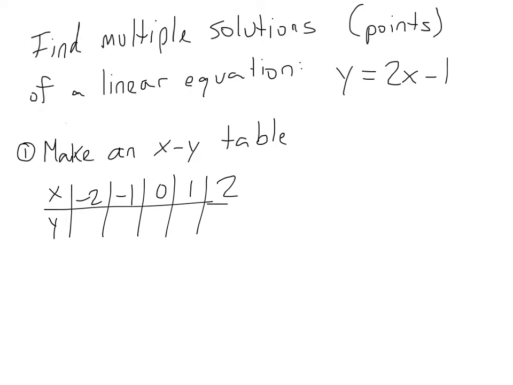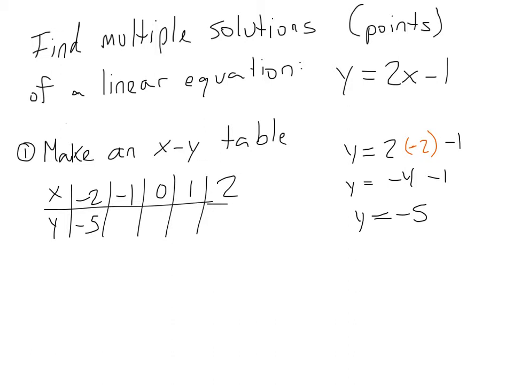Well, we're going to plug in -2 first in there. So now we have y equals 2 times -2 minus 1. And 2 times -2, that's going to get you -4 minus 1. And what is -4 minus 1? -5. So when x is -2, what is y? Well, it's -5. Okay, so why don't you fill in the rest of the table and then play the video when you're done, and we'll keep on moving.